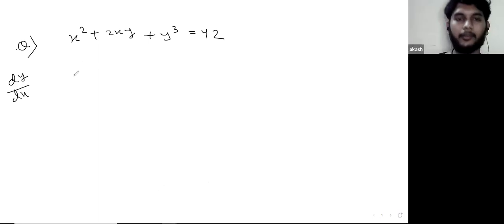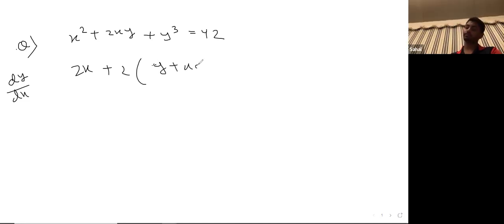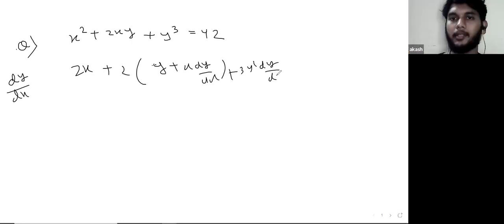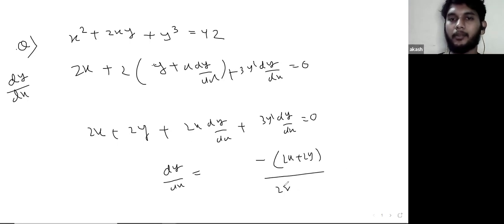All right, let's see. Here we have 2x and we can take 2 common. Again, this will be xy plus y cube, differentiated, equals 0. So 2x plus 2y plus 2x dy by dx plus 3y square dy by dx equals 0. So dy by dx will be equal to minus (2x plus 2y) upon (2x plus 3y square). Right?